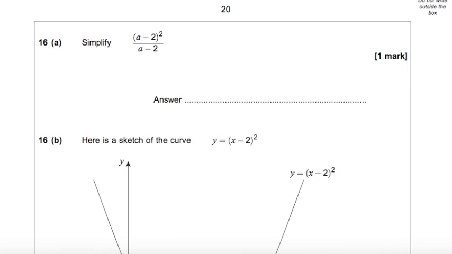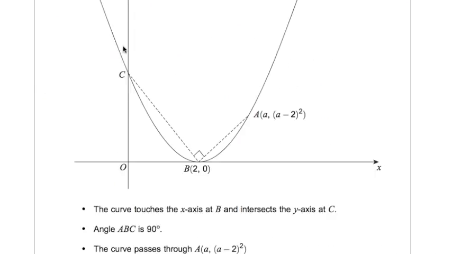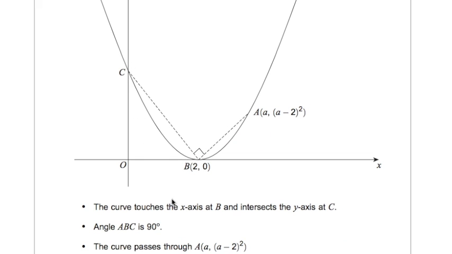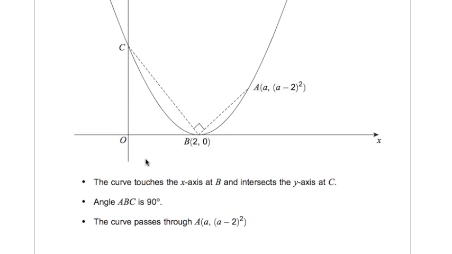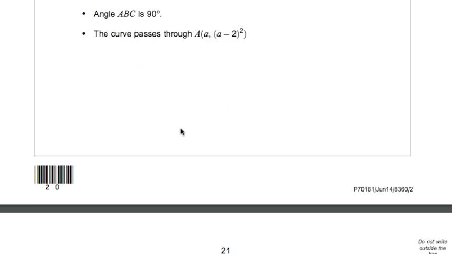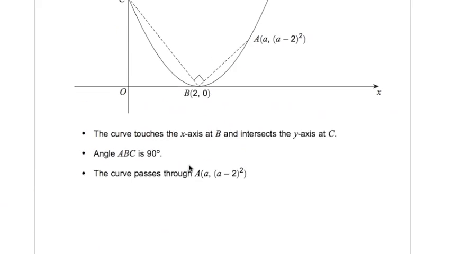Right, 16, simplify a minus 2 squared over a minus 2. So if you're dividing something squared by itself, you're just going to be left by itself. So you can imagine we're cancelling out one of the a minus 2's. Alright, here is a sketch of x minus 2 squared. The curve touches the axis at B and intersects the y-axis at C. Angle ABC is 90 degrees. The curve passes through A, which they've called a minus 2 squared. Work out the value of A.